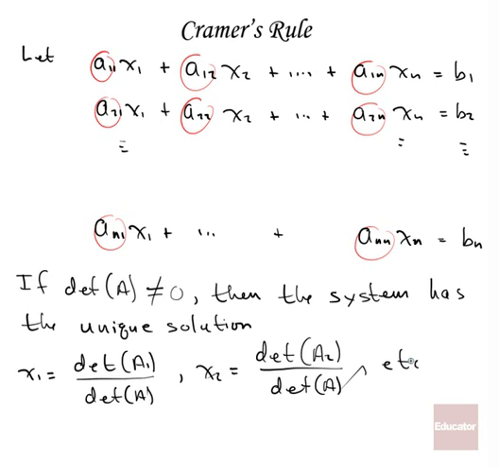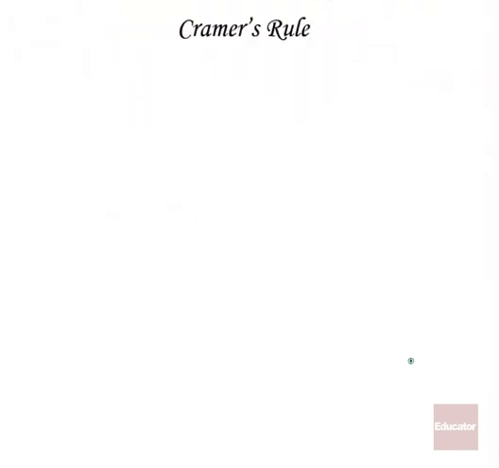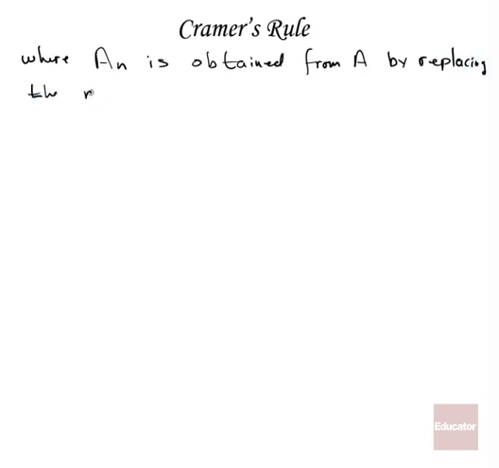Okay, and let's finish this off where A sub n is obtained from A by replacing the nth column of A with the vector B, which is the solutions. And again, it'll make sense when we actually do an example here.